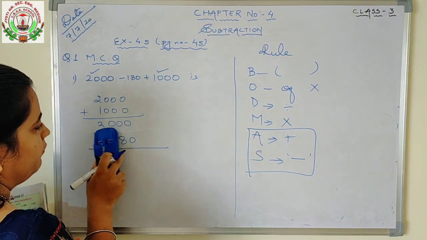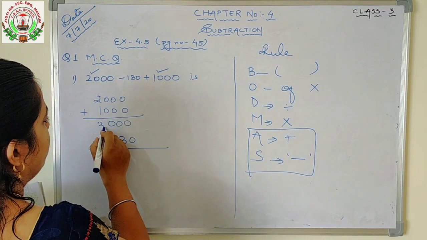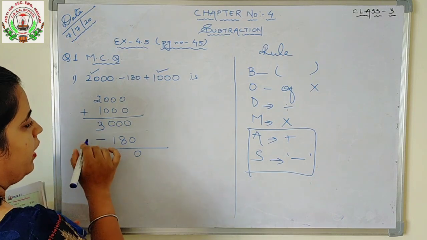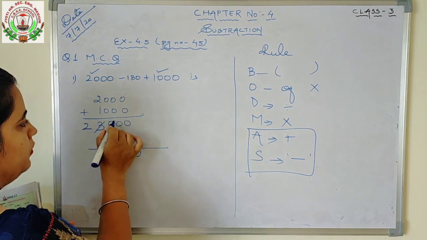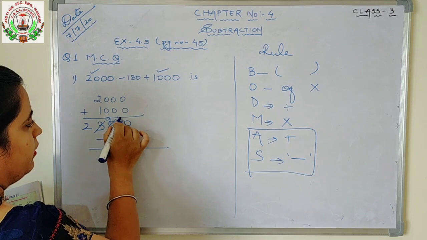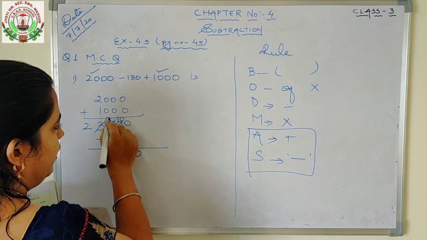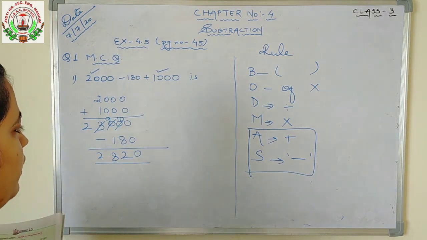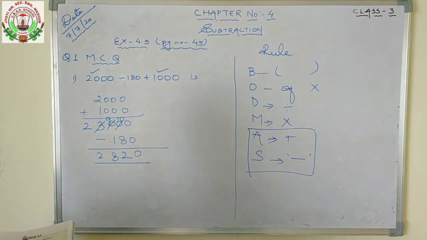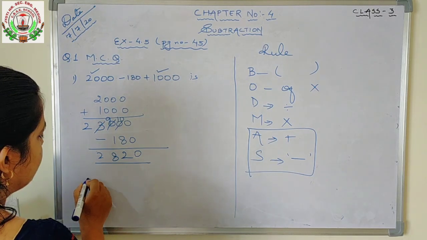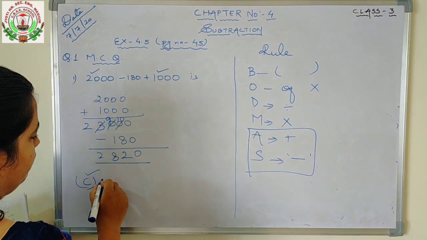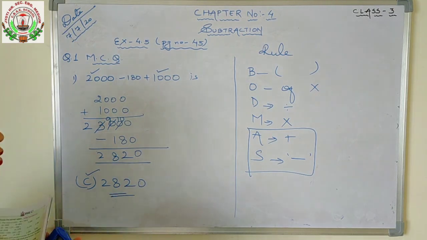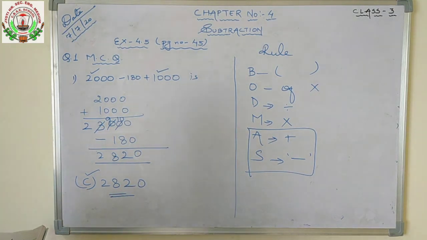When we subtract, what answer do we get? 0 minus 0 is 0. From 0 we can't subtract 8, so we have to take a carry from here. It will become 2, this will become 9 and this will become 10. 10 minus 8 is 2, 9 minus 1 is 8, and here 2. So our answer is 2820, which is given in option number C. So you will take 2820. In this way you have to solve the question.